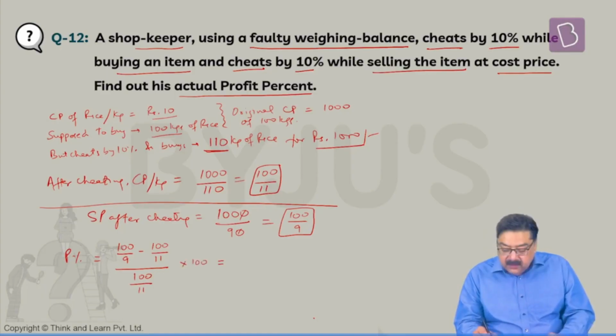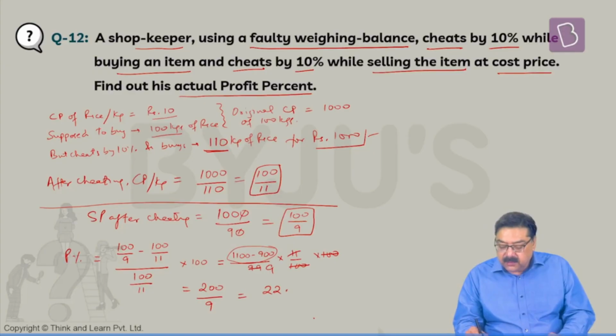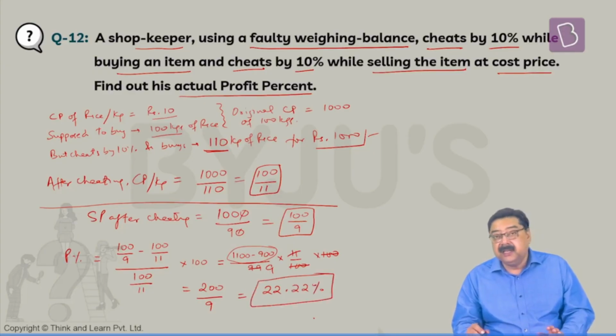Now this shall be equal to (1100 minus 900) by 99 into 11 by 100 into 100. These two hundreds, they cancel. 11 cancels 9. So 1100 minus 900 is 200. And 200 by 9 is what we are left with. That becomes 22.22% as the actual profit.